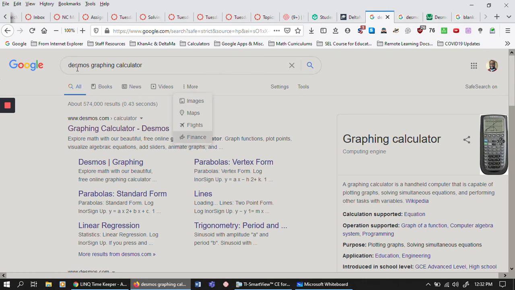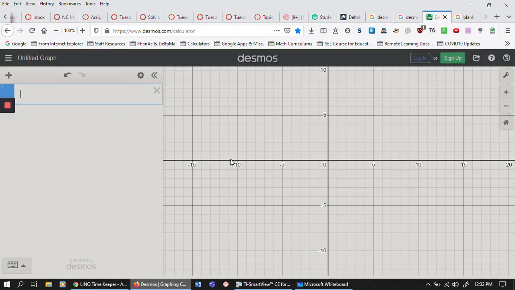And again, all you got to do is Google Desmos graphing. When you do that, it pulls up this great, awesome graphing technology that you can use. I'm just going to show you this very quickly. Let's just say, for instance, that the particular quadratic equation that we need to solve by graphing is y equals x squared.